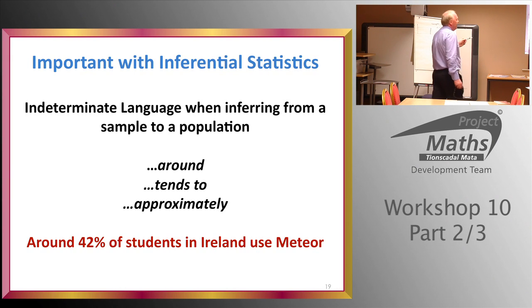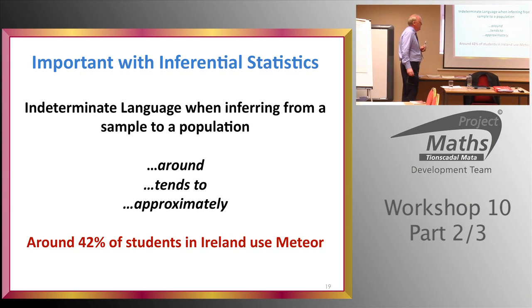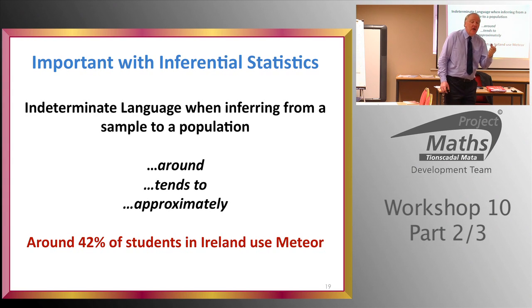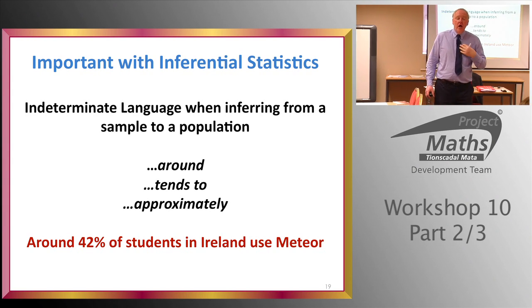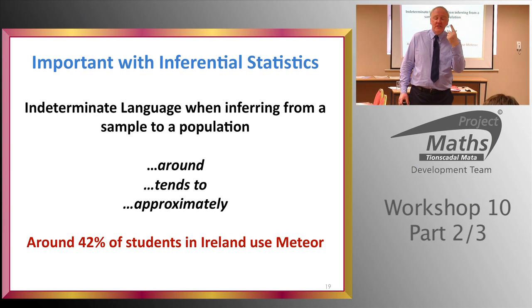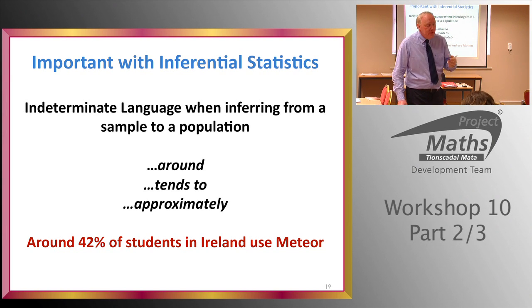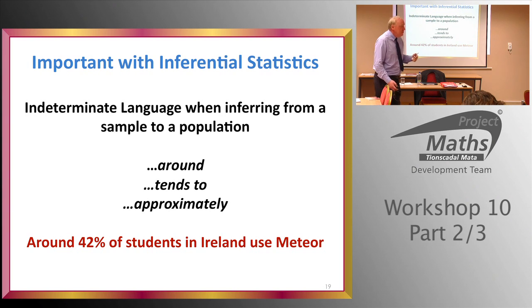So, important with inferential statistics is indeterminate language when inferring from a sample to a population. So, around tends to approximately. I could state that around or approximately 42% of students in Ireland use Meteor. And that would be a very good percentage for my total population. I'm not saying 42%, I'm saying around 42%. How am I allowed to say that? Because that's the one sample I have, so that's the only thing I can go on. So I can say in and around 42% or approximately 42% use Meteor. Okay?